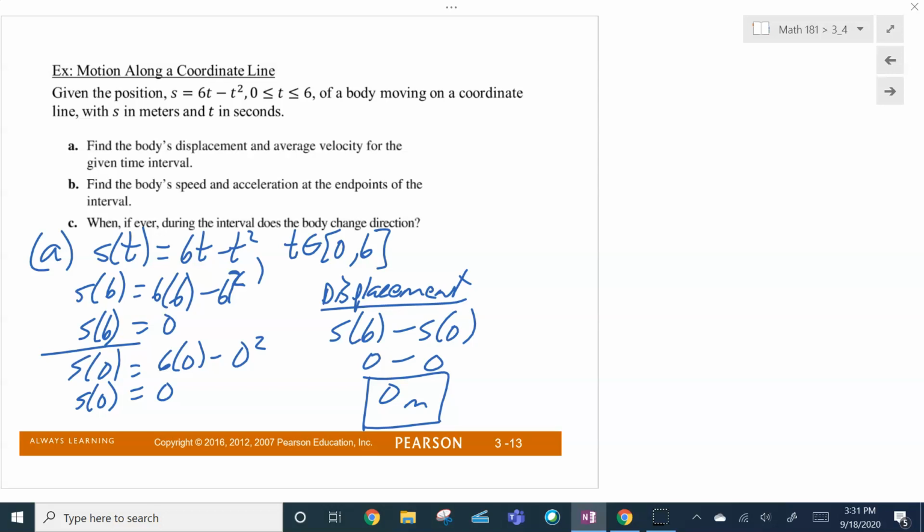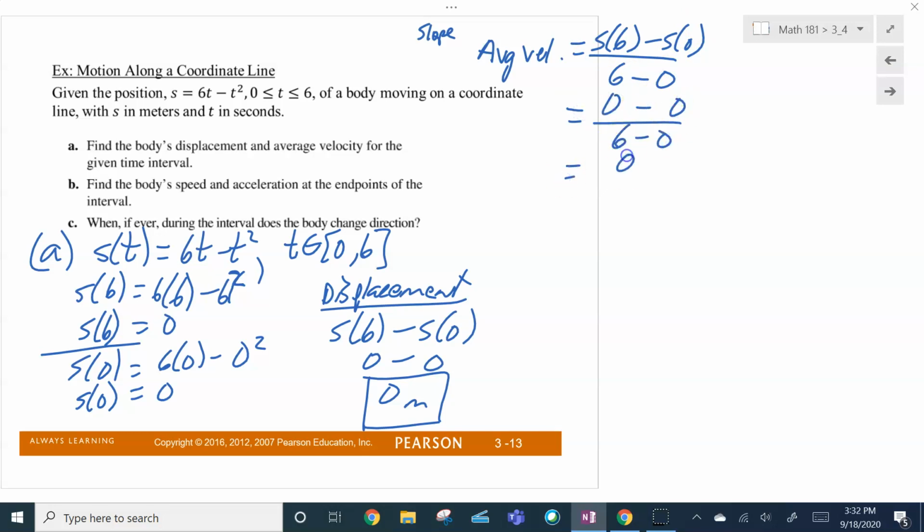Now, for the average velocity. Remember, average, this is just a slope, right? So we're going y2 minus y1 over x2 minus x1. So that's 0, that's 0. So 0 over 6, average velocity, and this is meters per second, right? Because this one's in meters, that one's in seconds. So 0 meters per second, kind of boring on that one.